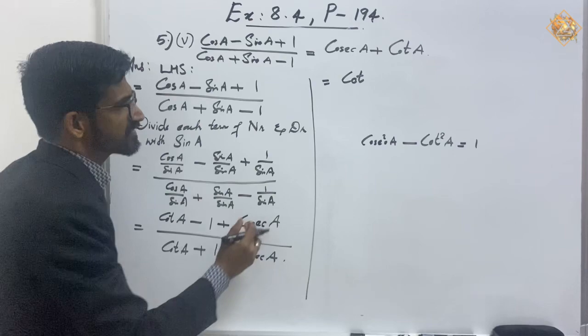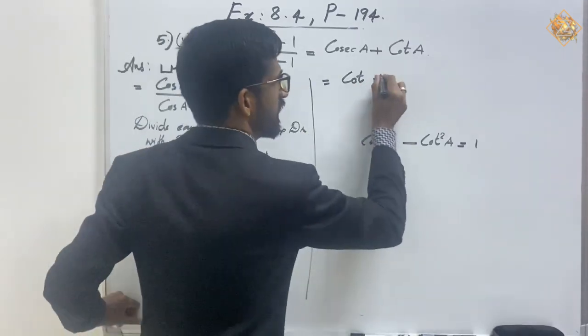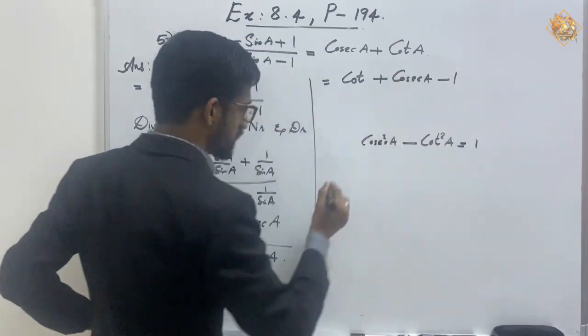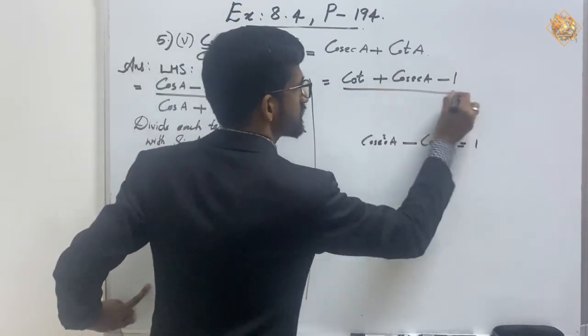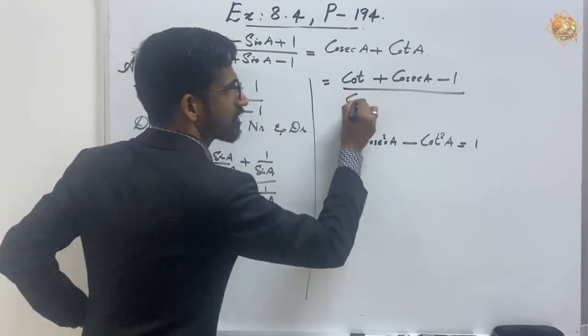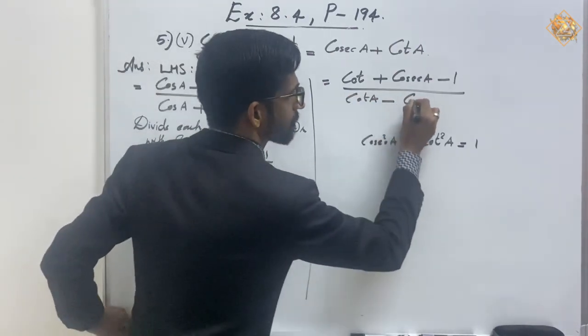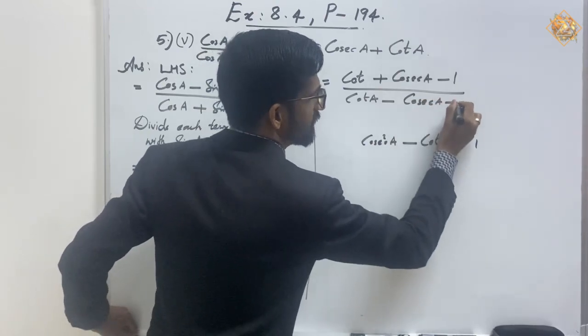First I will rewrite this as cot A plus cosec A minus 1. I'll take the 1 to the other side, so that it's easy for you to understand. Cot A minus cosec A plus 1.